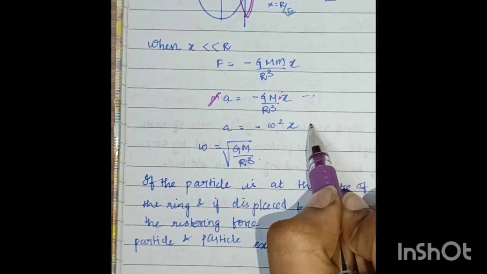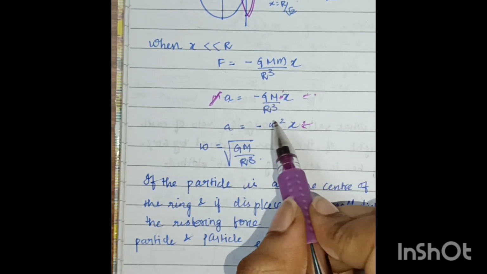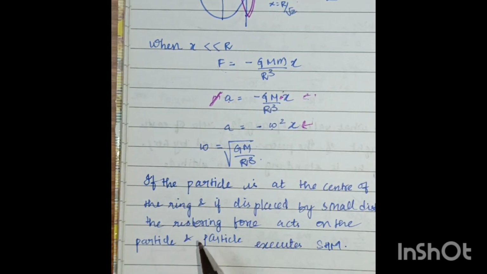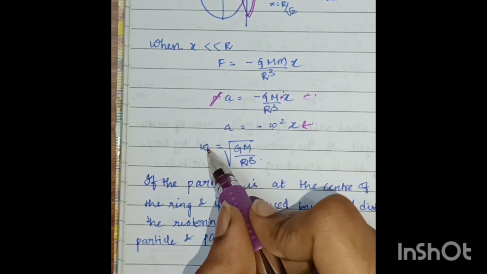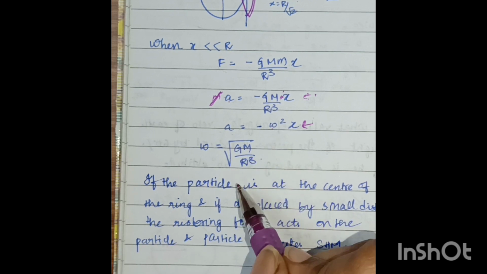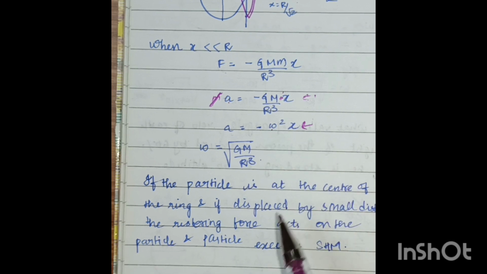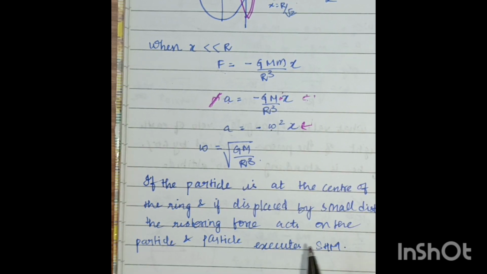So now I am comparing these two equations. On comparing, I can write omega square equals GM by r cube. So from this, omega equals under root GM by r cube. This is nothing but finding angular velocity. So this we will learn again in oscillations.